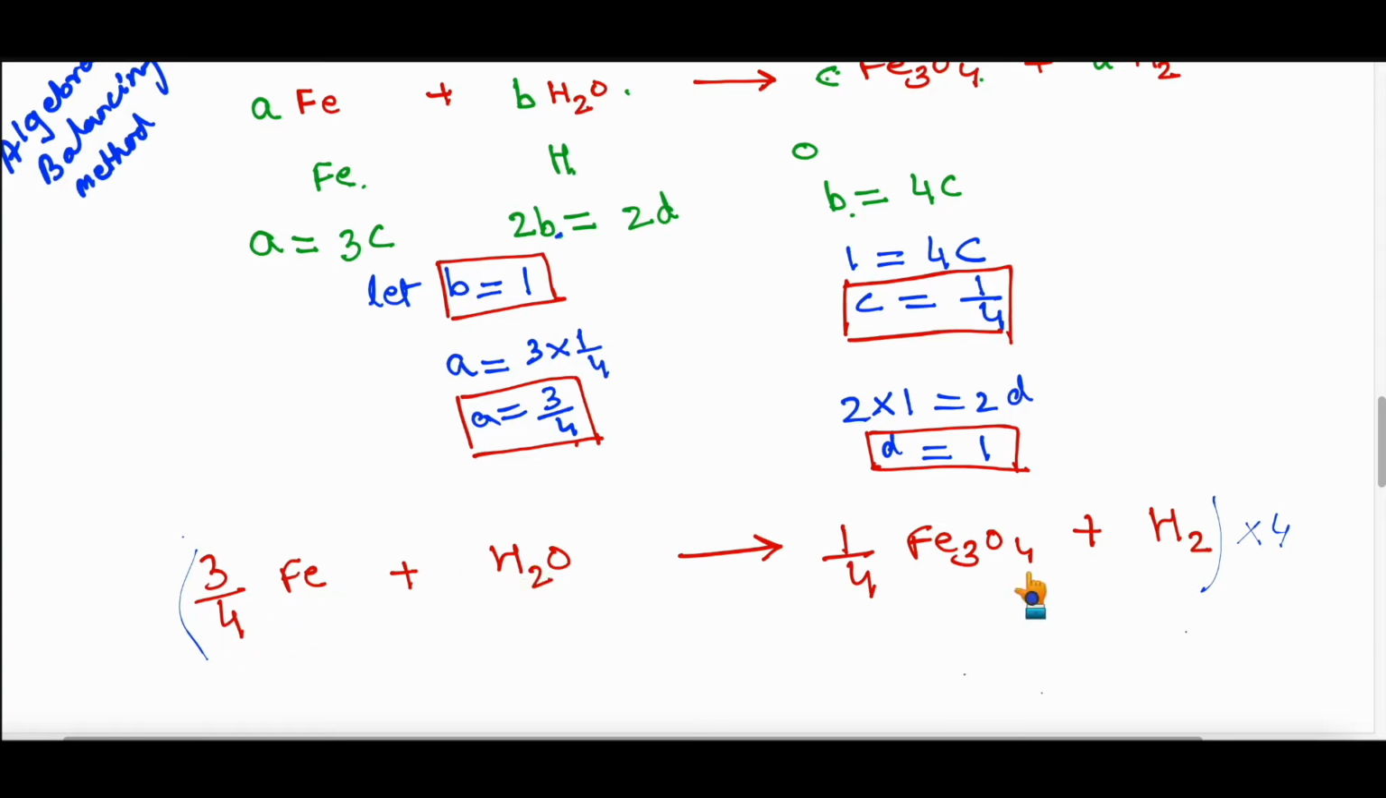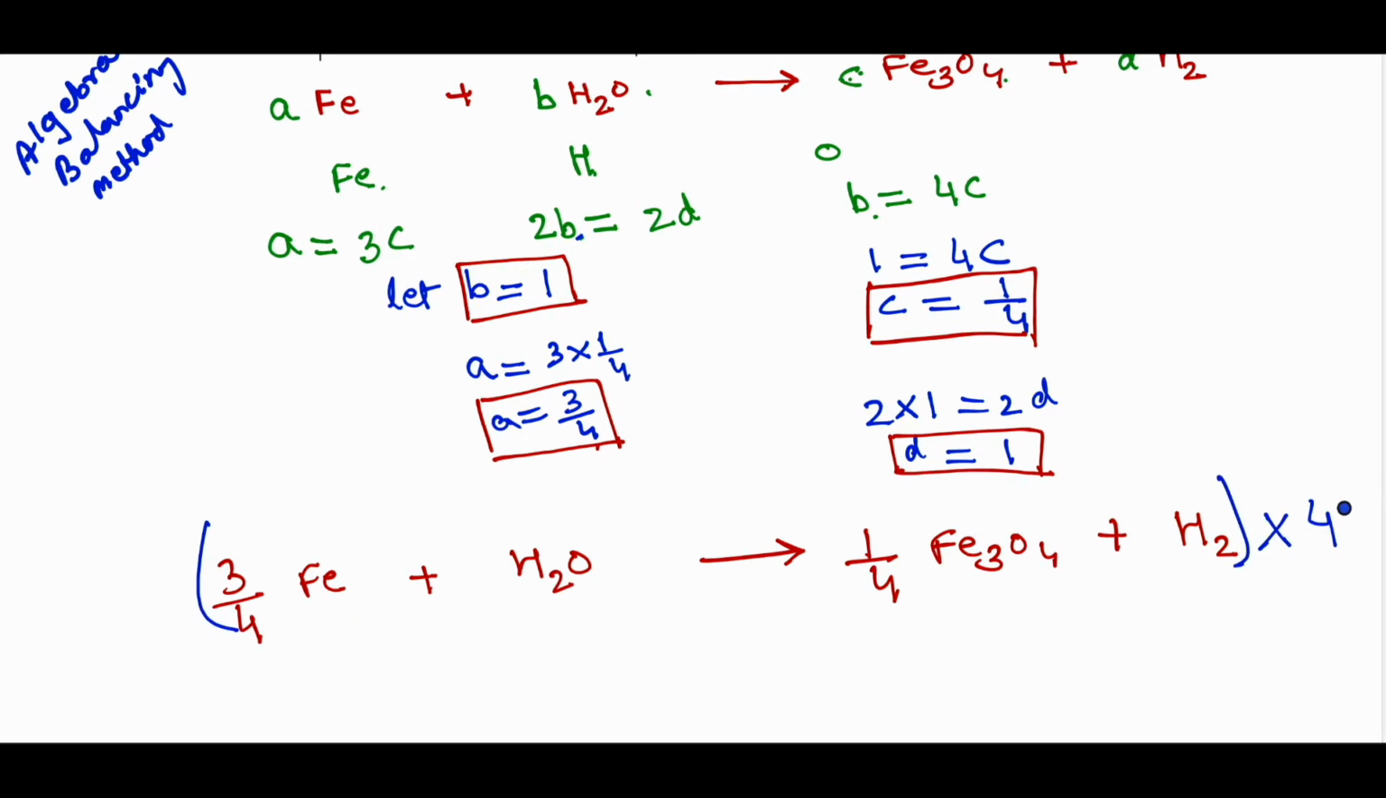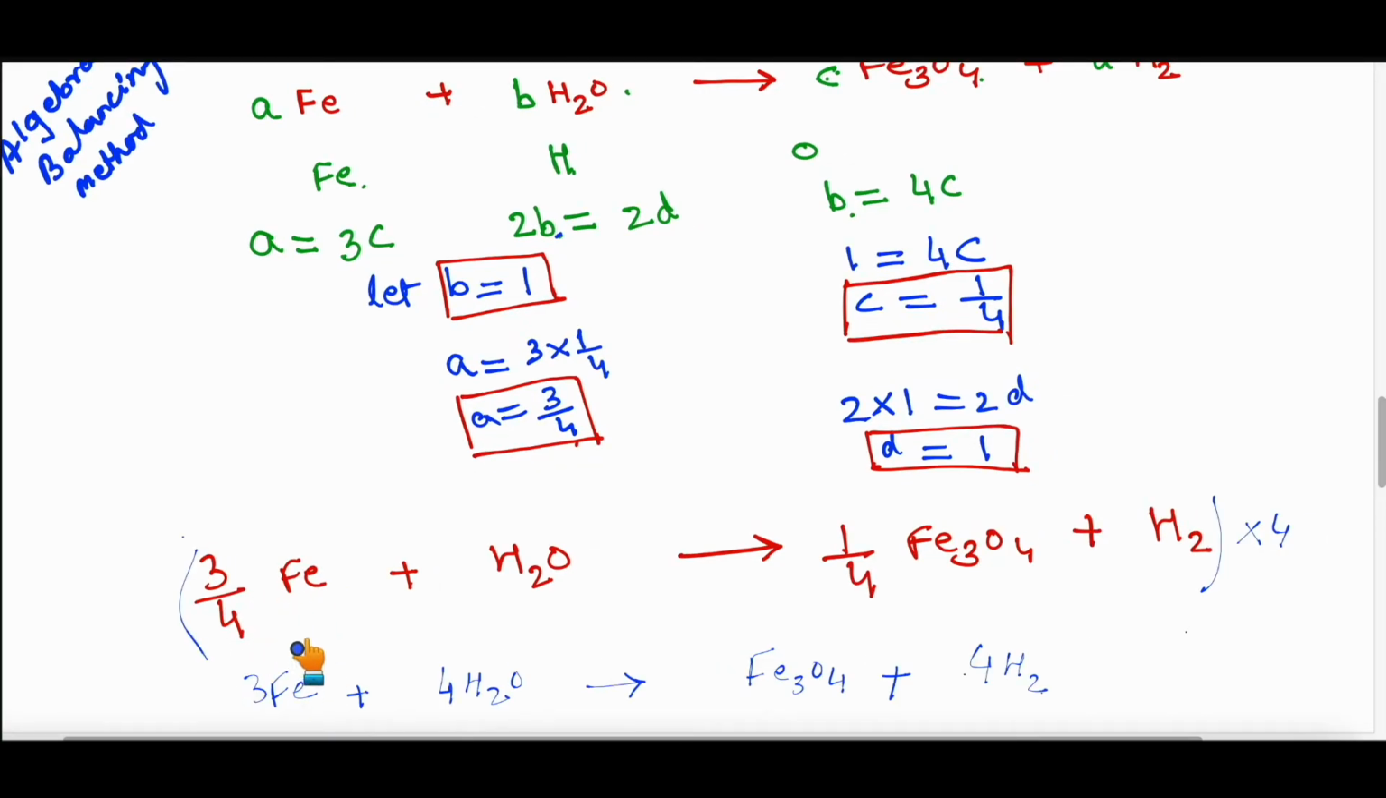See, 3 by 4 multiplied by 4, Fe. So this 4 and this 4 are cancelled. So you will get 3 Fe plus 4 times 1 for water. So 4 H2O gives, this 4 and this 4 got cancelled. So Fe3O4 plus 4 times H2. So here it is 4H2. So now this fraction has got changed into the whole number.